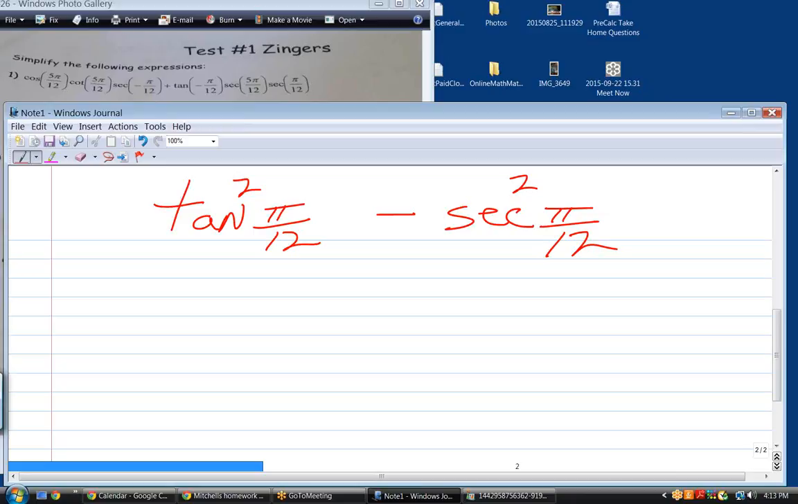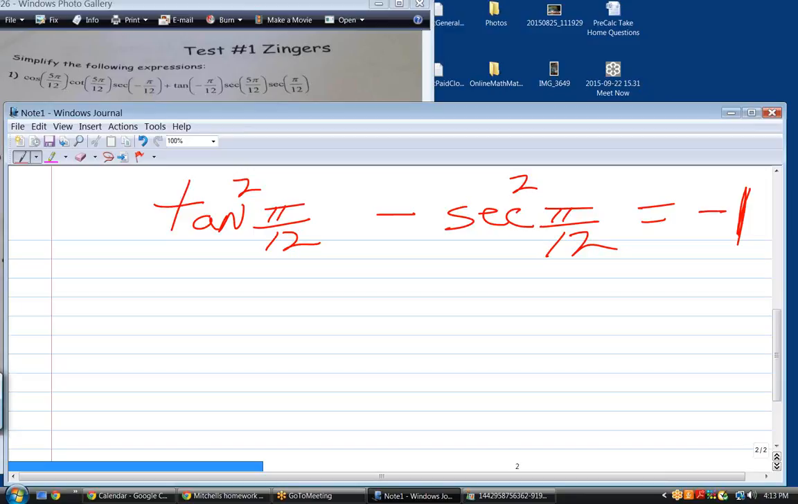Why was I expecting to come up with tangent squared minus secant squared? By the Pythagorean identity, what is that equal to? Isn't it -1? -1, exactly. And when I didn't come up with -1, I knew I had made a mistake.